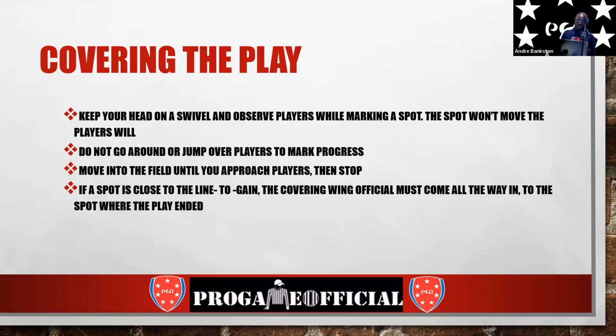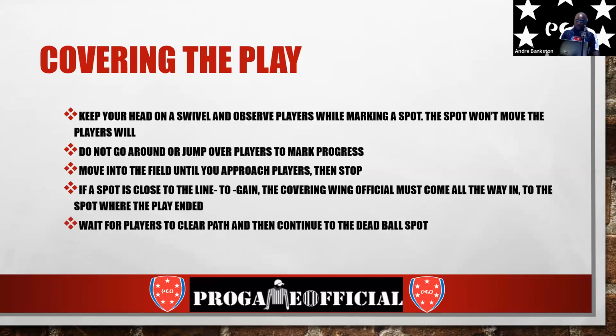If a spot is close to the line to gain, the covering official must come all the way in to the spot where the play ends. Wait for players to clear the path and then continue to the dead ball spot.